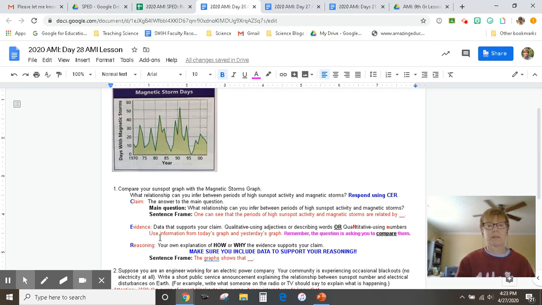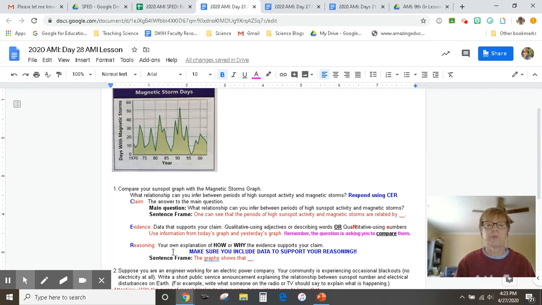E stands for evidence, and remember that's where you're going to use data to support your claim or your answer to what the main question is. Remember, there are two types of data. Qualitative data is using adjectives or describing words, and the second kind is quantitative. Remember that N is in there. N stands for number. Make sure you go back and you tell me about the graphs. Use data from both graphs because remember you're comparing the two.